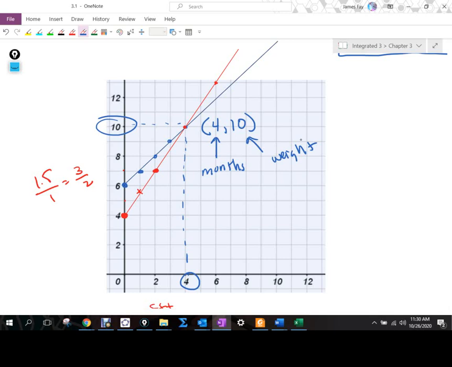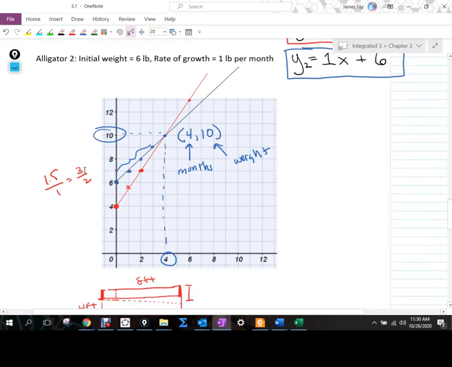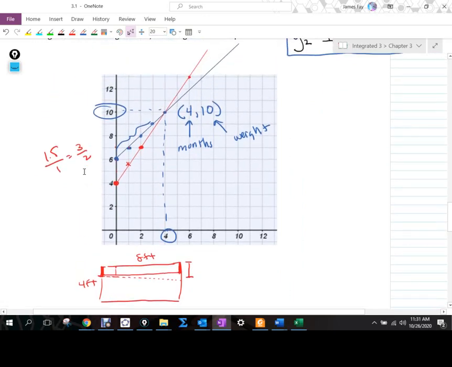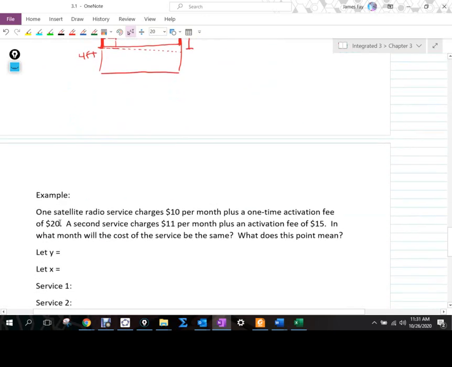Okay. Before 4 months, the blue alligator was heavier, because would you agree that the blue line is above the red line? And after 4 months, the red alligator becomes heavier because the line of the red alligator is above the blue alligator. And that's all the interpretation and analysis that we can get from that information. Questions on that? Does that make sense? Okay.